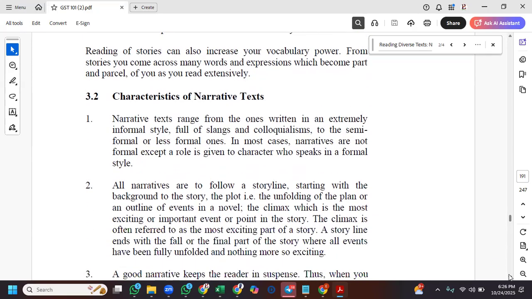What are the characteristics of a narrative text? Please, the purpose of teaching you these characteristics is not that in the exam they will ask you what the characteristics are. It's for you to know what exactly you will see. The way they ask it in the exam is they will show you a story.